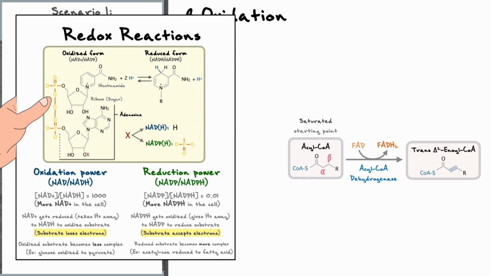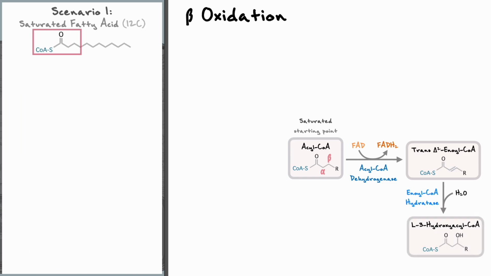Because of the double bond, the acyl-CoA is now called trans-delta-2 enoyl-CoA. Here, the delta-2 simply signifies that the double bond, which is trans, is on the second carbon. Moving forward in the pathway, the second reaction is mediated by enoyl-CoA hydratase, which uses water to reform a single bond and add an alcohol on the beta carbon.